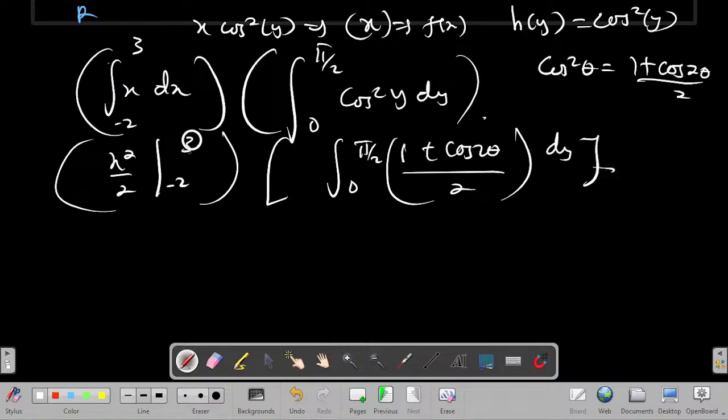When I put 3, I'll get 9 over 2, which is 4.5... when I put 3 I'll get 8 over 2, which is 4, right? So 4 minus the expression. When I put negative 2, I'll get 4 over 2, which is 2. And the answer is going to give me 2 for this. So 2 times. Now this expression, what do I get?